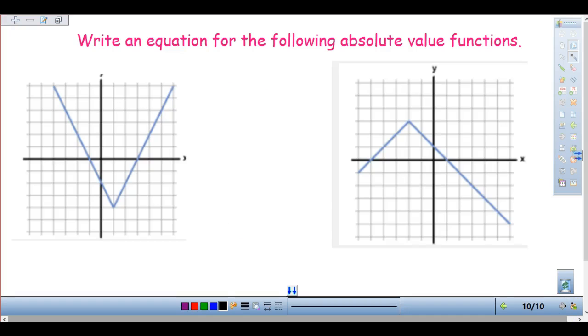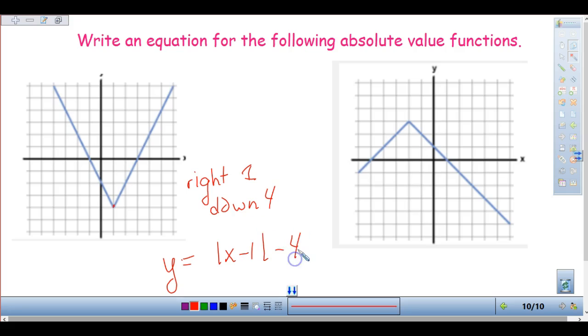Pause the video again and try these two on your own and then see how it goes. For this one, we have gone right 1 and down 4. So our equation, again, right is opposite, so x minus 1 and then minus 4. The slope of this is up 2 over 1, so it'll be 2. It is opening up, so that's why it's positive.